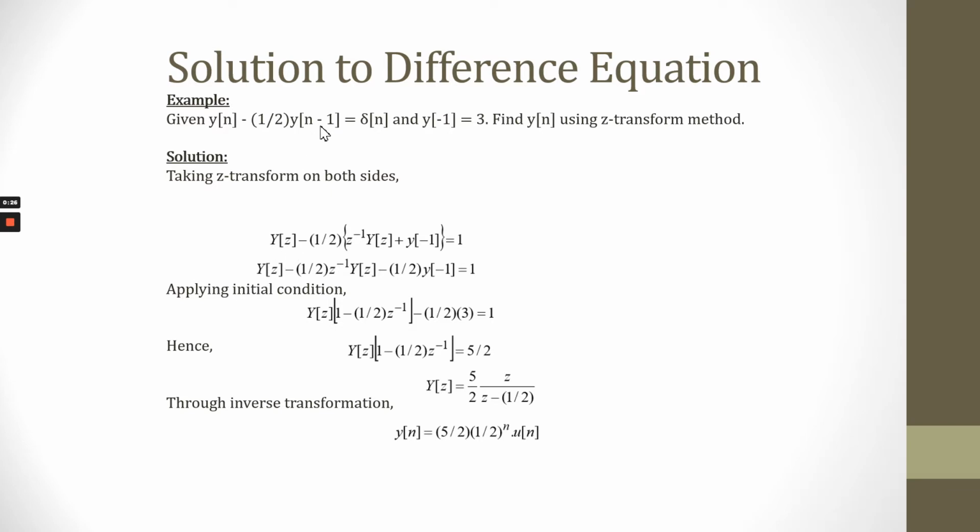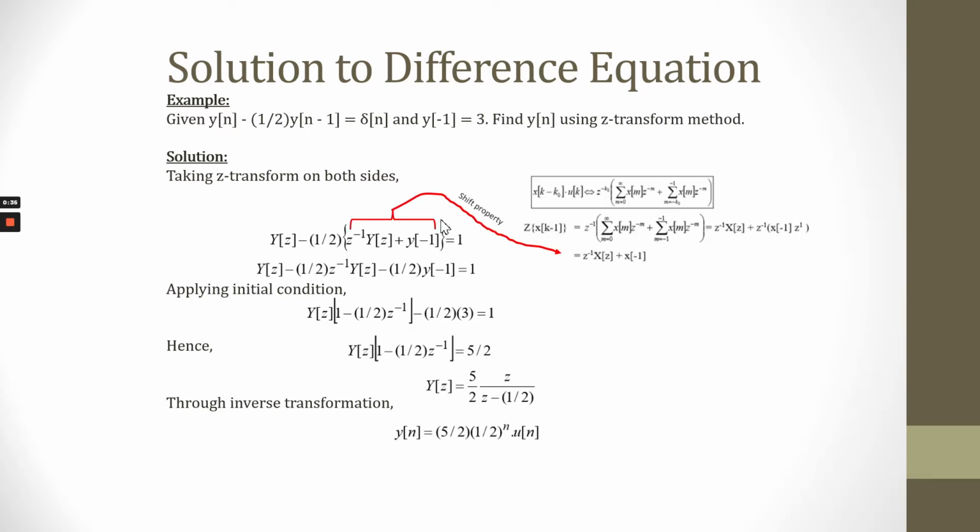For this one, you can refer to the table given in the previous slides. So y[n minus 1] is equal to this one, or you also can refer to this part based on this formula, which is referring to the shift property. So this one in the Z transform is equal to 1, also included in the previous table. So we settle this one, and applying the initial condition, which is y[minus 1] is equal to 3, we include 3 here.